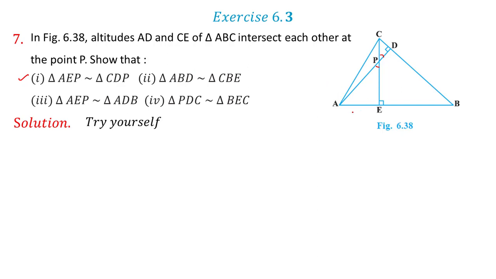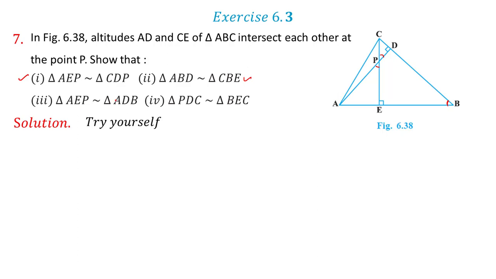Then ABD, again this triangle, and CBE, this triangle. Again these two angles are 90 degrees and this angle B is common, so you can prove that again by AA criteria these two triangles are similar.